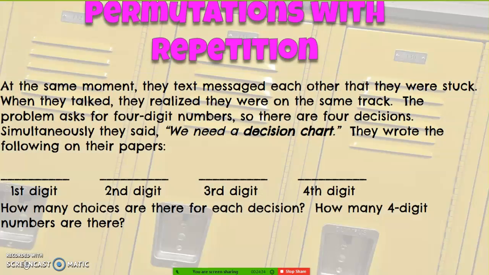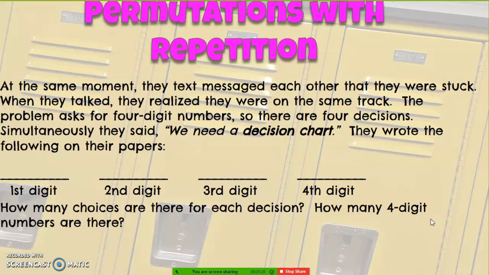At the same moment, they text messaged each other that they were stuck. When they talked, they realized that they were on the same track. The problem asks for 4-digit numbers, so there were 4 decisions. Simultaneously, they said we need a decision chart, and they wrote the following on their papers. How many choices are there for each decision? We already said 7 choices. How many 4-digit numbers are there?